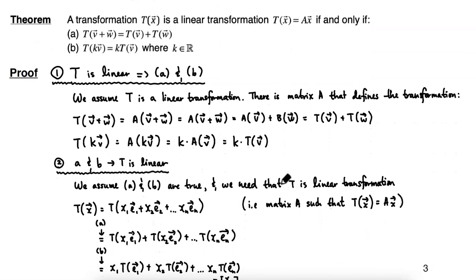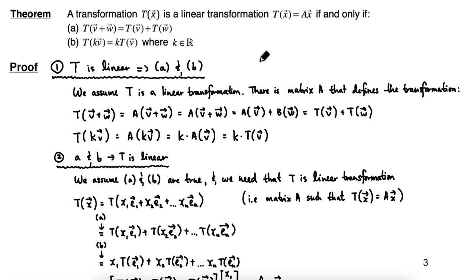So finally, the theorem: a transformation T is a linear transformation if and only if T of V plus W equals T of V plus T of W, and T of KV equals K times T of V. Remember, a transformation is a linear transformation means that there exists a matrix A such that T of X equals A times X. And we want to show that this fact is equivalent to these two facts together.